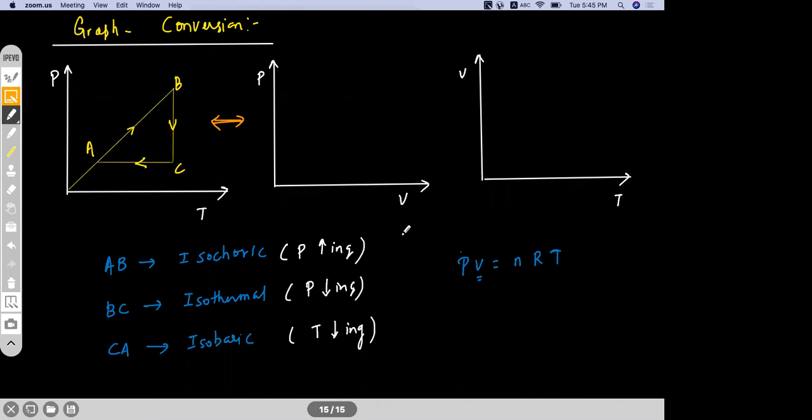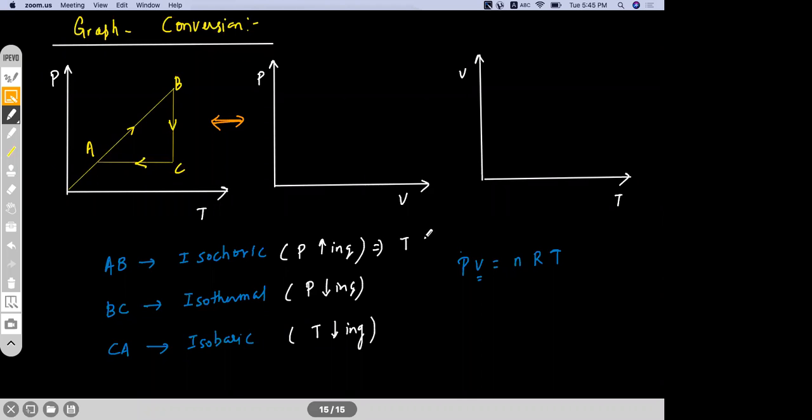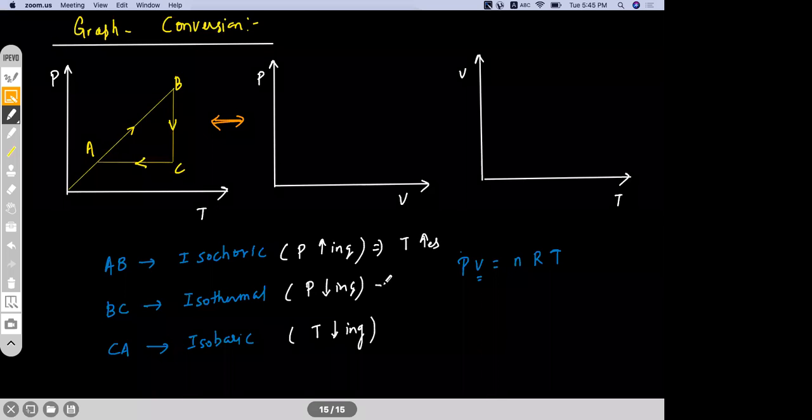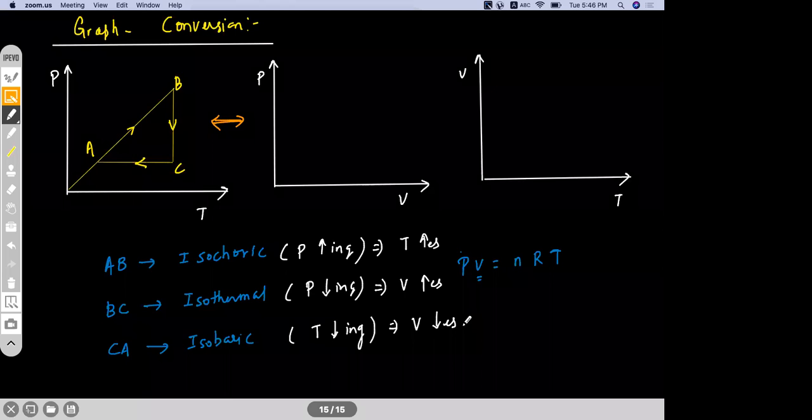So further, pressure is increasing, volume is constant, so temperature will also increase. Similarly here, pressure is decreasing, process is isothermal, so volume will increase. And temperature is decreasing, pressure is constant, so volume should decrease in this process. Is it clear till here? No doubt? Please respond, all of you.